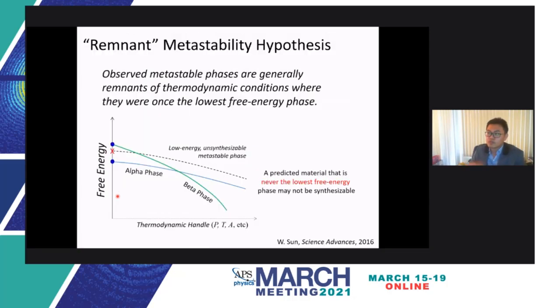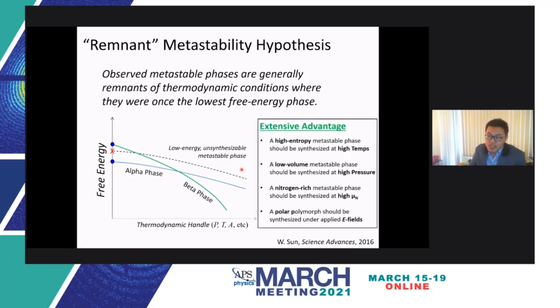And so we came up with this principle that we called remnant metastability. This is something that I wrote in 2016 in that metastability paper. And this is that observed metastable phases are generally remnants of thermodynamic conditions where they were once the lowest free energy phase. So in that figure that I showed earlier with the blue circles and the red crosses, the beta phase is the lowest free energy phase under some applied thermodynamic condition. But maybe this red cross, which is a low enthalpy polymorph, cannot be synthesized because it is not the lowest free energy phase under any condition that we've tried so far. Okay, and so this might explain which materials are synthesizable.